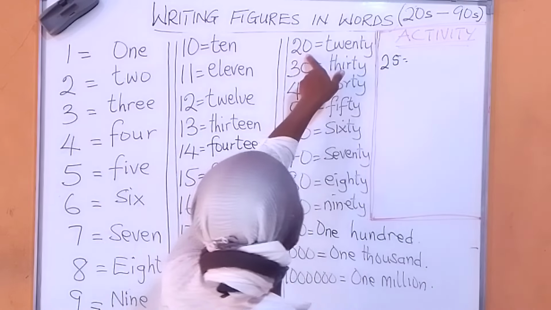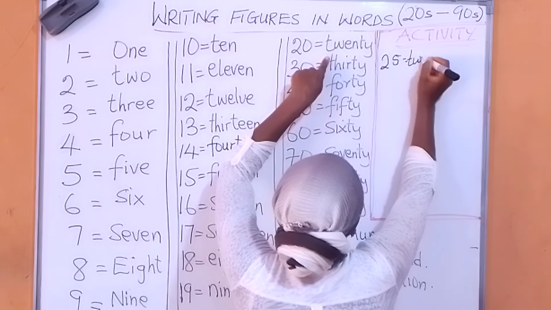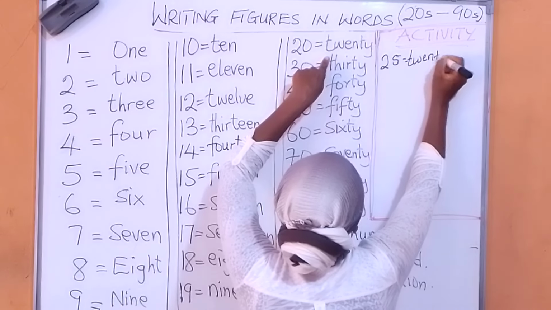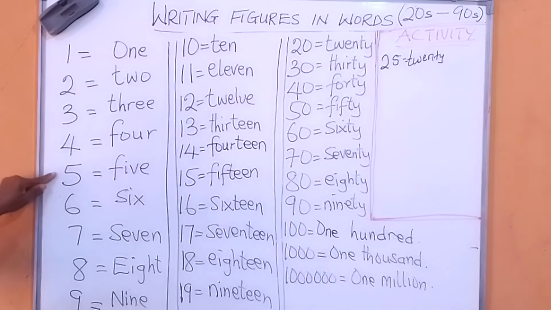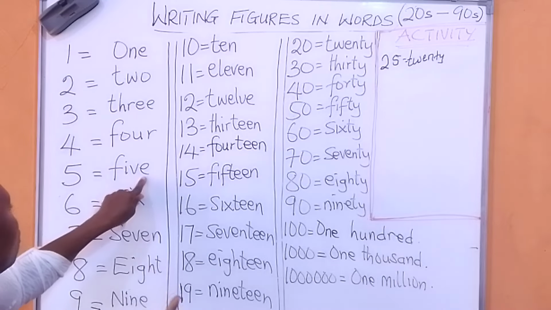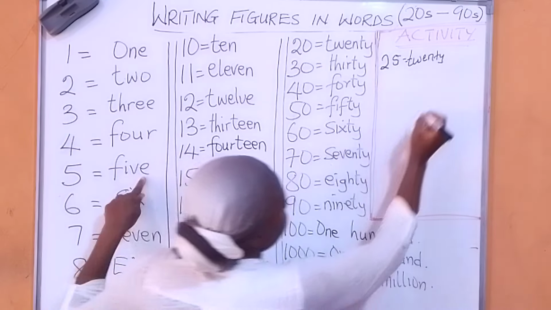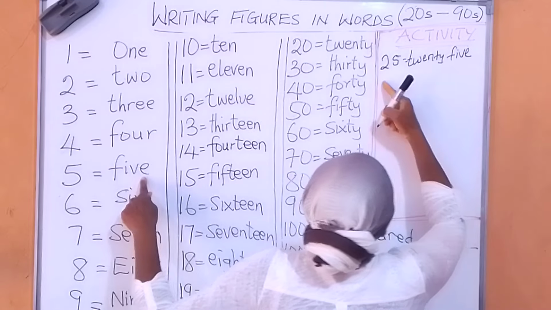Simplest way, this is 20. T-W-E-N-T-Y. And this is 5 here. Here we have 5, F-I-V-E. We have written 20. We are going to join this 5 to the 20. This is 5, giving us 25.